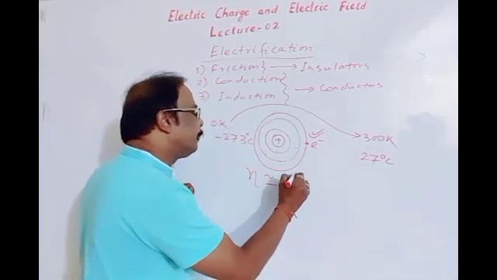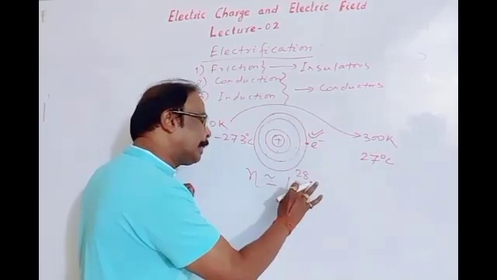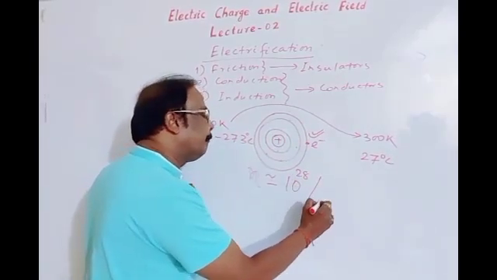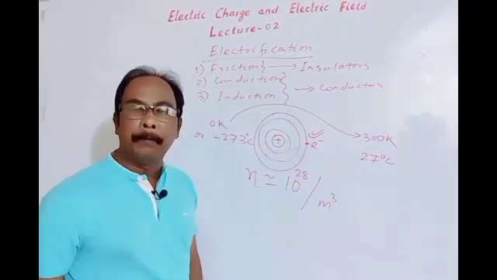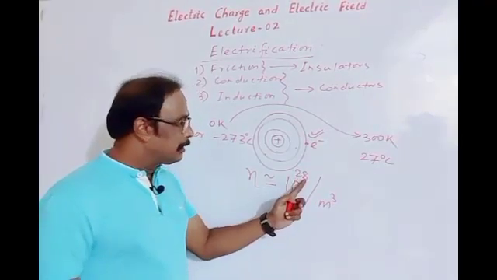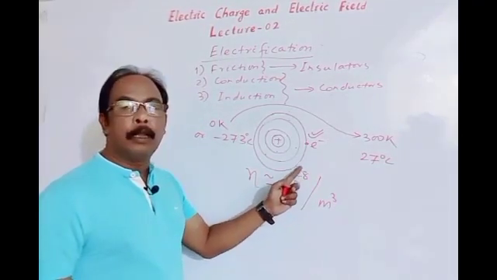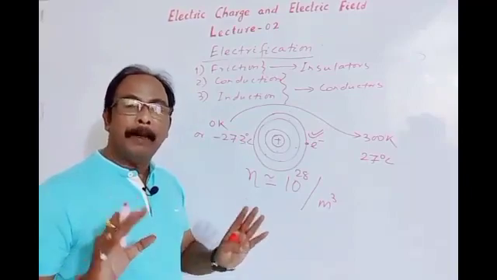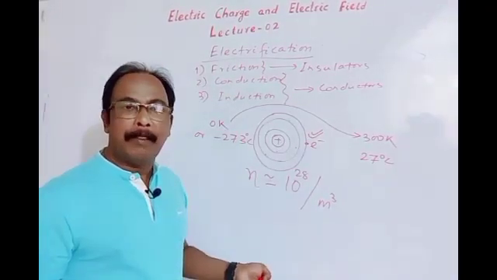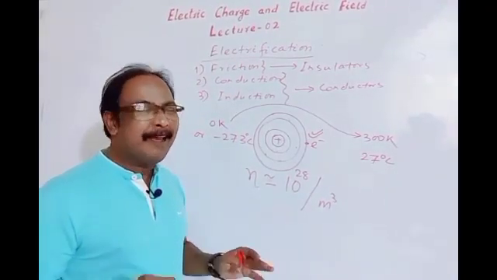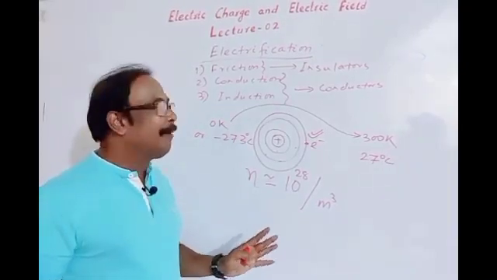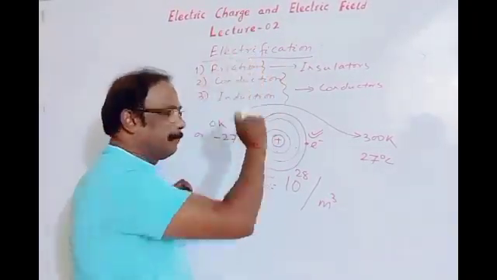approximately 10 to the power 28 free electrons per unit volume of 1 meter cube. See students, this number, the power of 10^28, may vary depending upon the nature of the material of the conductor. This is an elemental idea about conductors and about insulators.